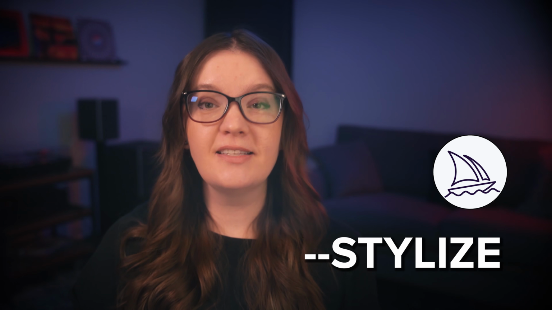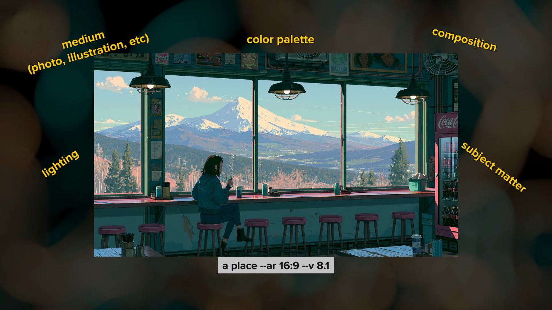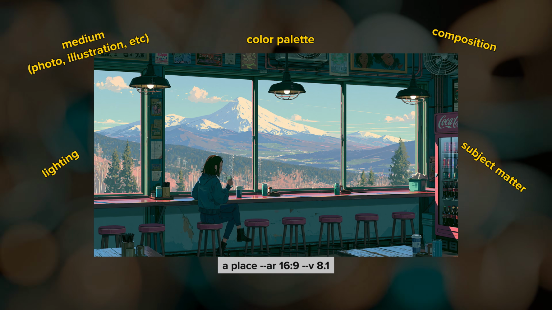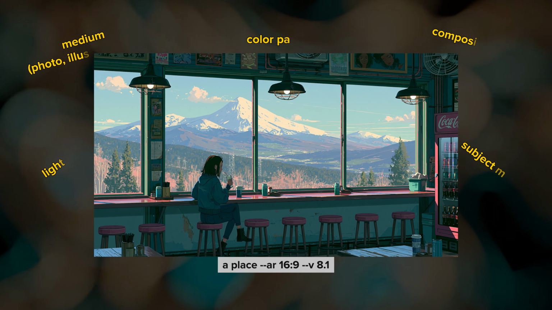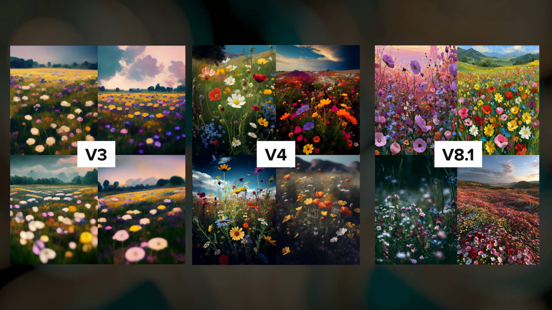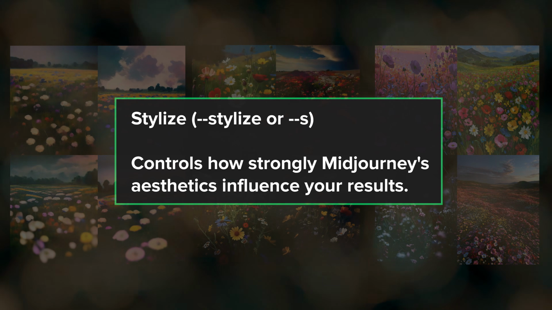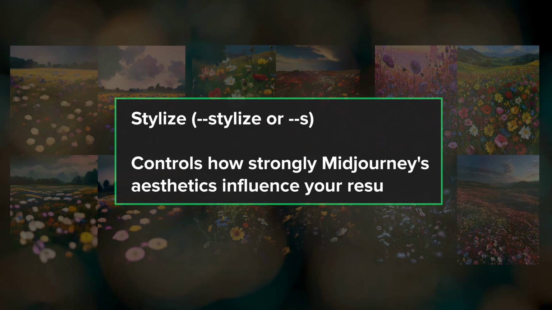Each Midjourney model has its own built-in visual aesthetic, a default look or vibe that is unique to that model. When your prompt doesn't specify certain details, Midjourney fills in those gaps based on its own tendencies. Some models gravitate towards specific color palettes, some lean more photorealistic or painterly. Stylize is a parameter that lets us control the strength of that aesthetic.